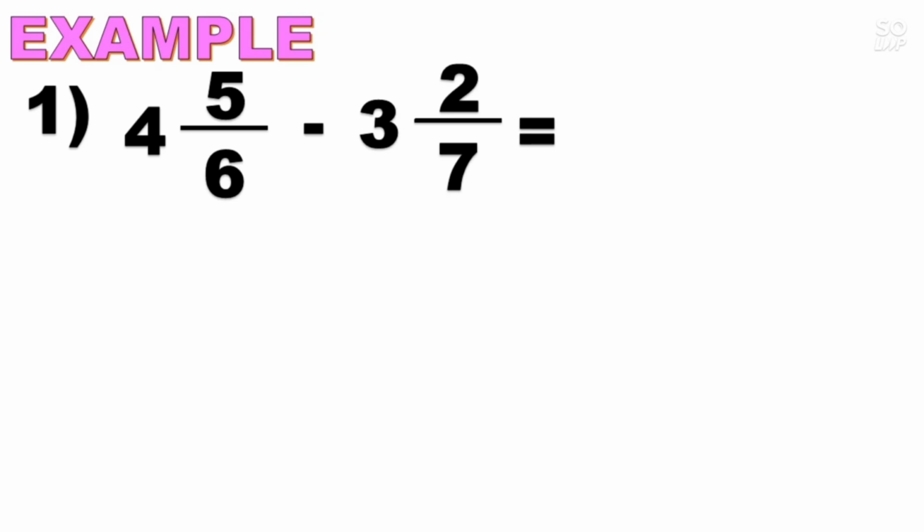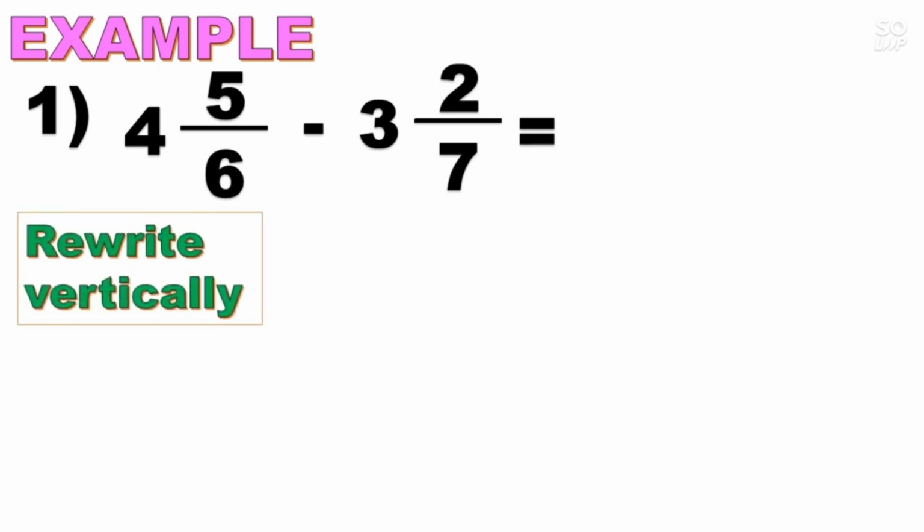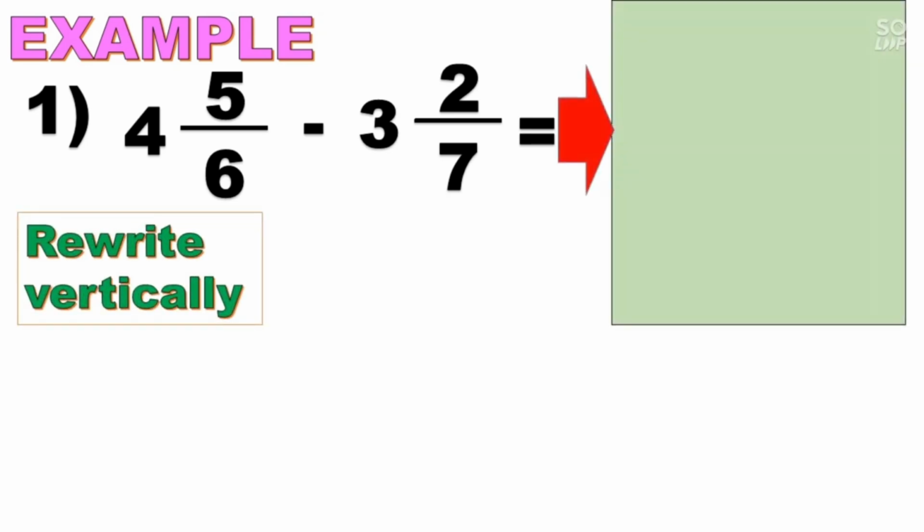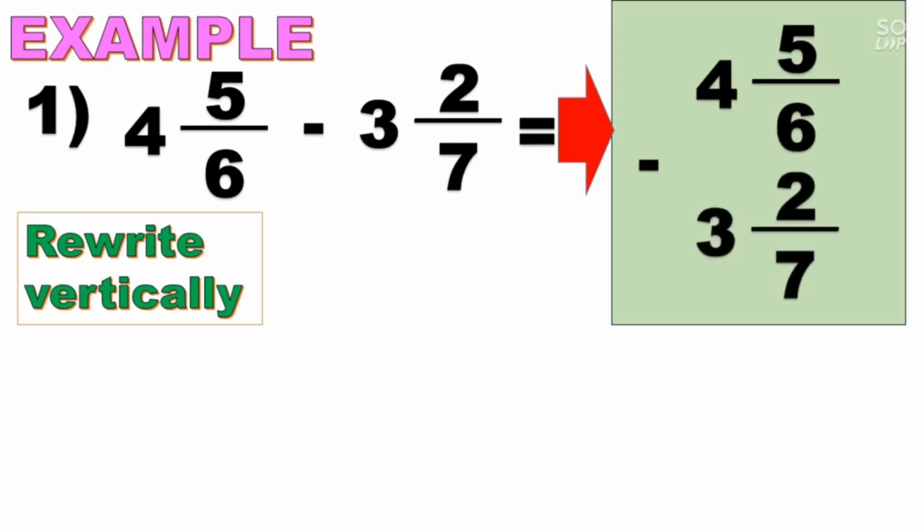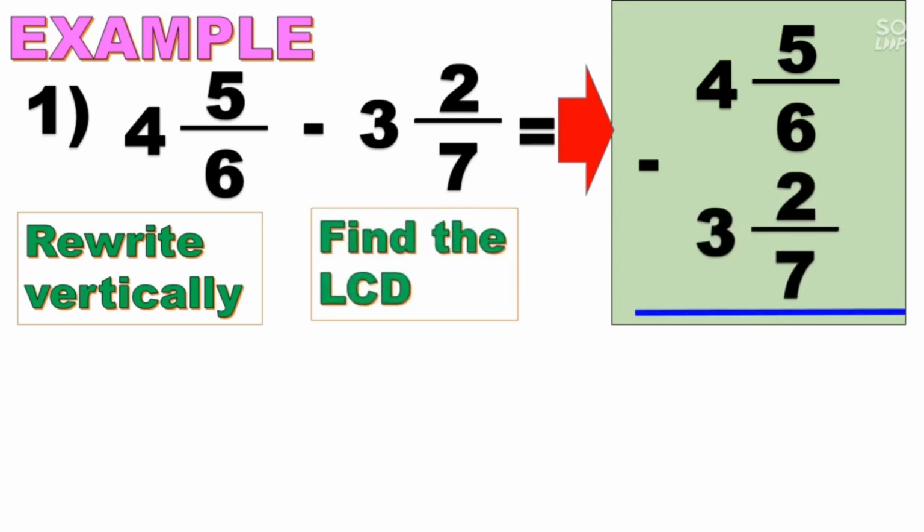Okay, so ang gagawin natin, first step is to rewrite vertically. Okay, so we have 4 and 5 over 6 minus 3 and 2 over 7. Okay, and then the next step is to find the LCD.